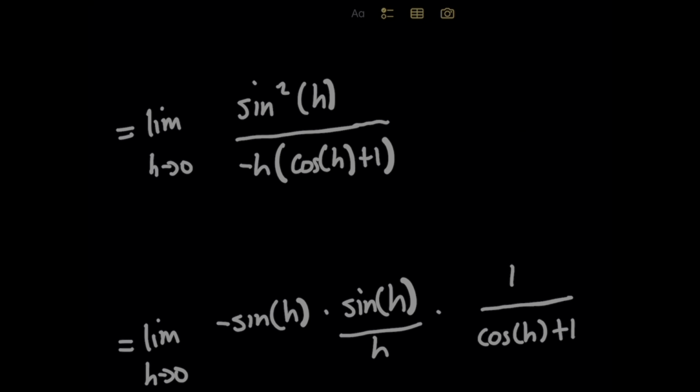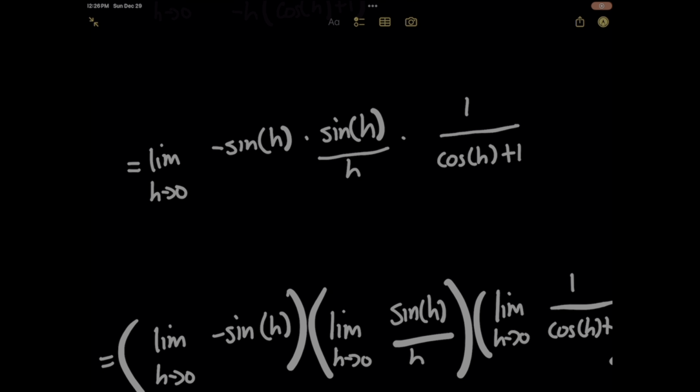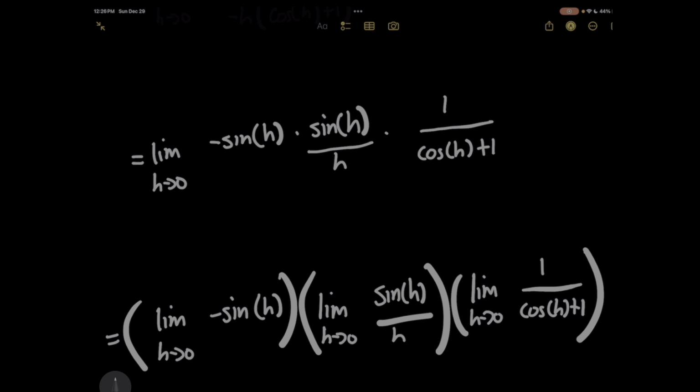Sine squared of h has two sine terms, right? I can rewrite this now as a product of negative sine of h times sine of h over h times 1 over cosine of h plus 1. The reason I'm doing this is that now I can make this a product of separate limits that are easy to work with. The limit as h approaches 0 of negative sine of h is simple. You can safely plug in 0 there without dividing by 0, and you'll just get 0.